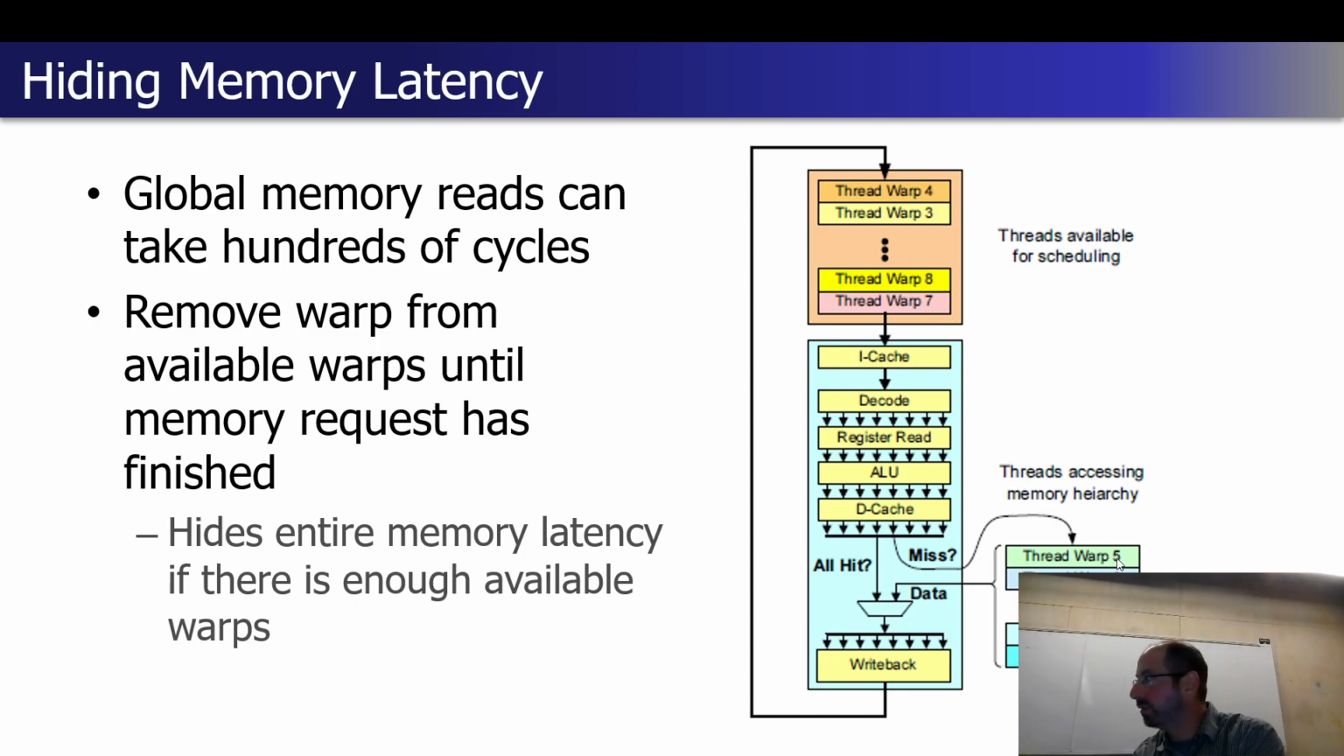Thread warp 5 is in trouble. It's on timeout. Why is that not potentially an issue? Other stuff. Other warps are still available.